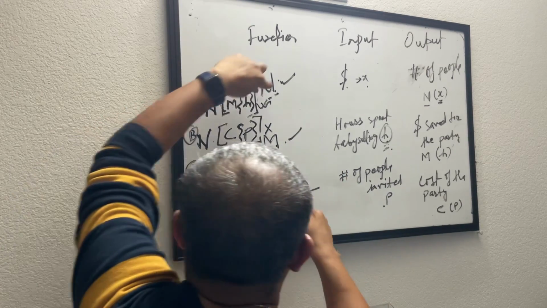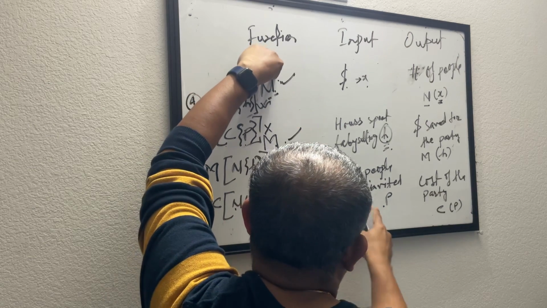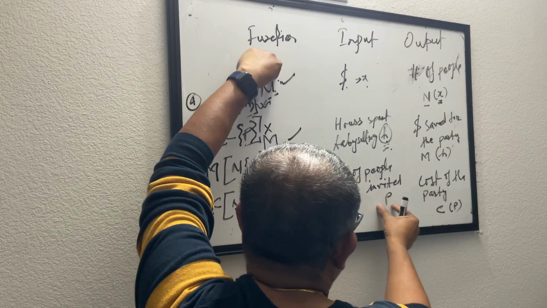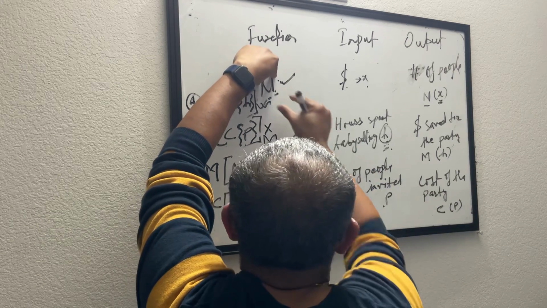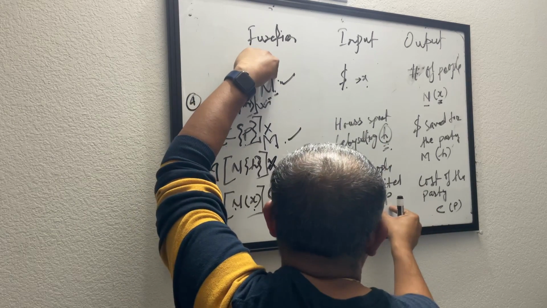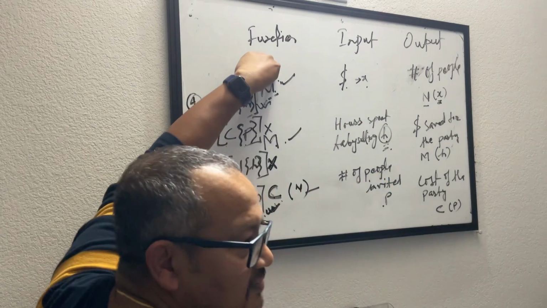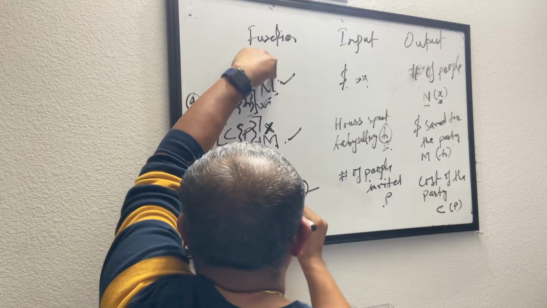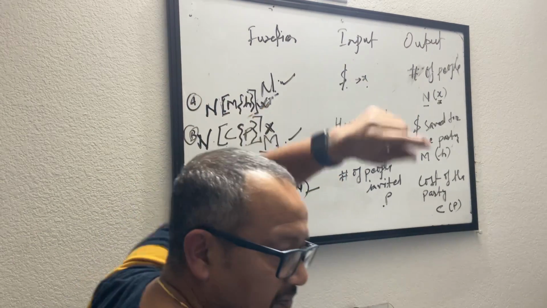Now N of C of P, number of people of C of P. So C of P is based on how many people are invited. This is the input that goes in here, not the other way around. So that's why this option is ruled out. And then we are left with this option and this option.